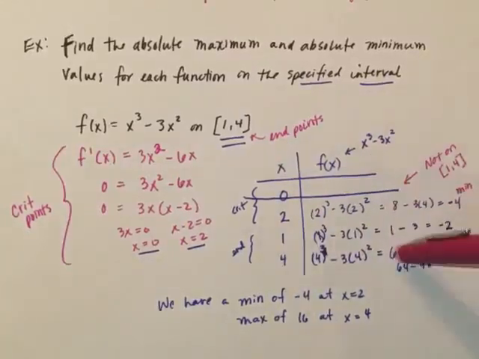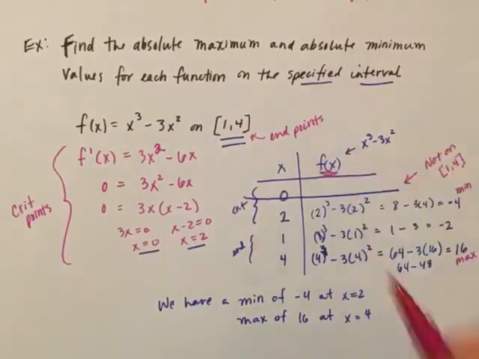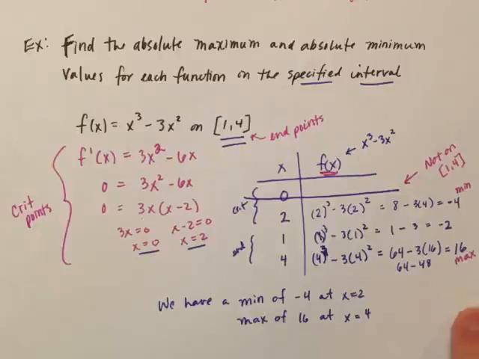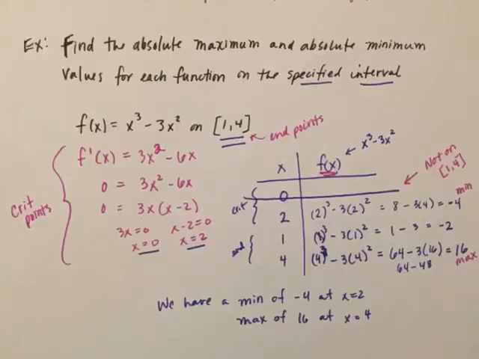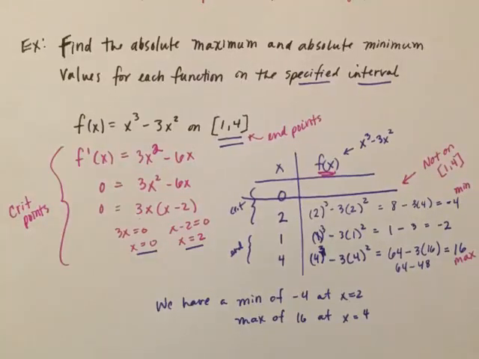Then I plugged those in once again to my original function to find out what their outputs would be, and that helped me find the absolute minimum and maximum. Remember, this is different than the first derivative test. If you're looking for relative min or max, see the first derivative test.